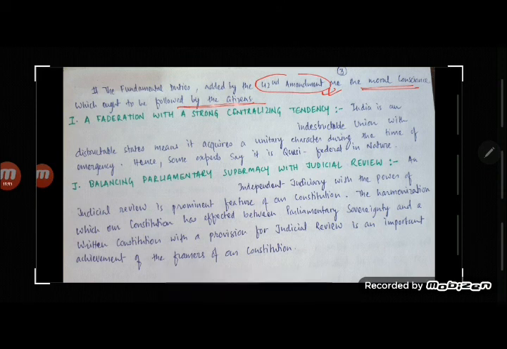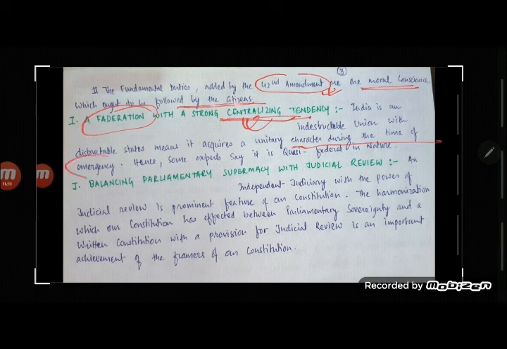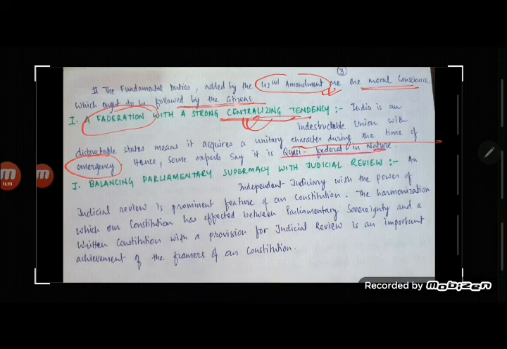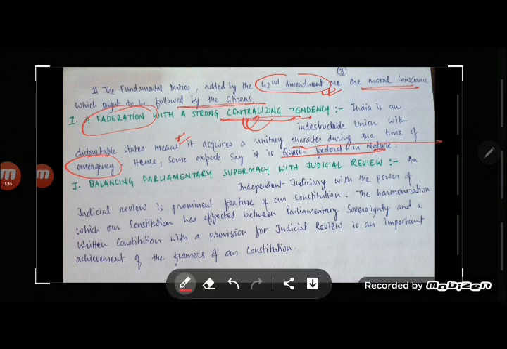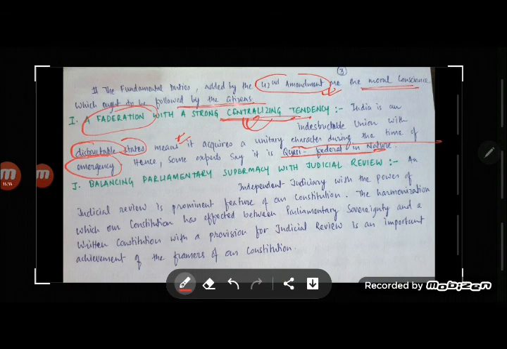Now we move to the next topic, that is the federation with a strong centralizing tendency. India is an indestructible union with destructible states, which means it acquires a unitary character during the time of emergency. When there is an emergency, all the powers are united in the center. But some experts say it is quasi-federal in nature. And we know that states are destructible, like the formation of Jharkhand and the formation of Chhattisgarh. So how were they formed? By the destructible state. We can destruct the state but not the union.